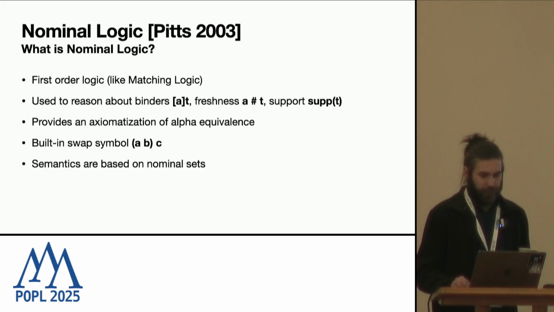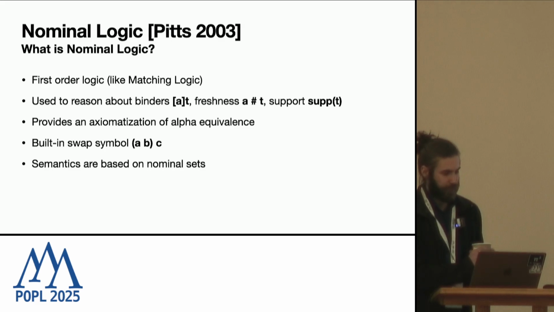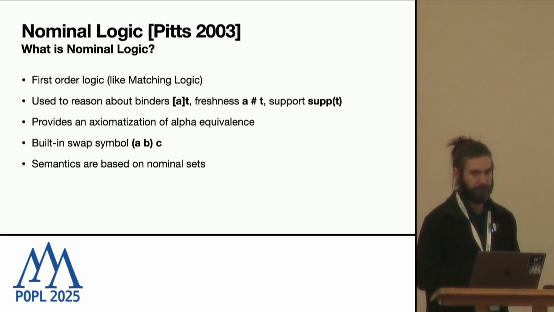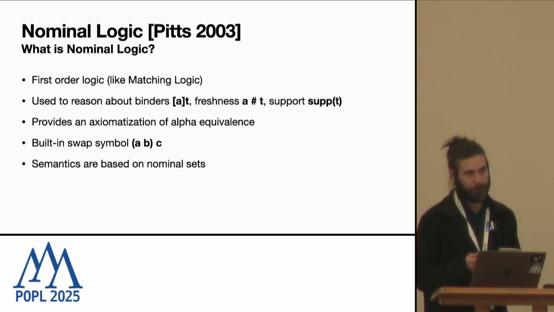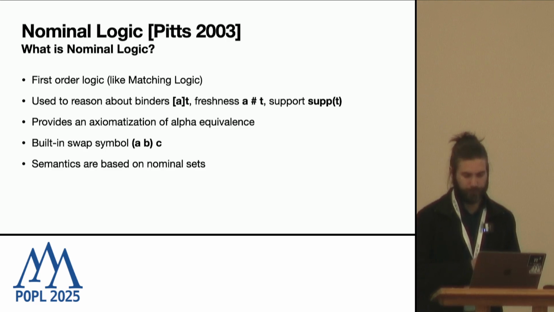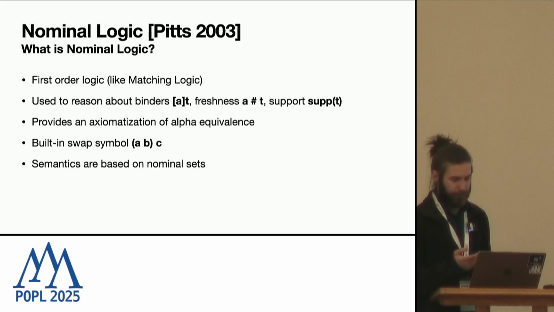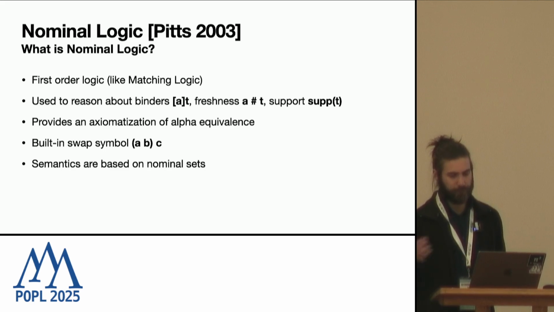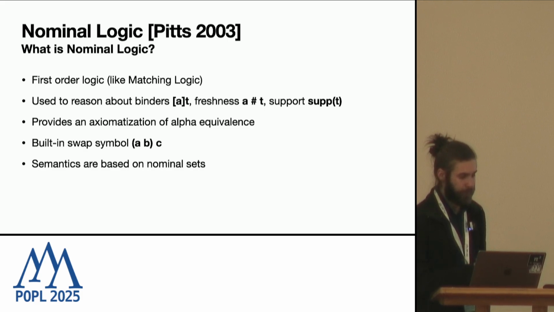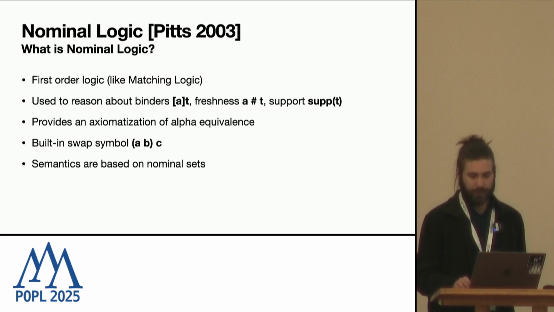I also want to talk a bit about nominal logic, introduced by Pitts in 2003. It's a first-order logic like matching logic. It was mainly designed in order to reason about languages with binders. So it has built-in constructs like abstraction, which we denote by this square brackets notation. We have freshness, saying that a certain atom is fresh in a term. And then we have support of a term, which is effectively a set of free variables in that term. And it also provides an axiomatization of alpha equivalence.